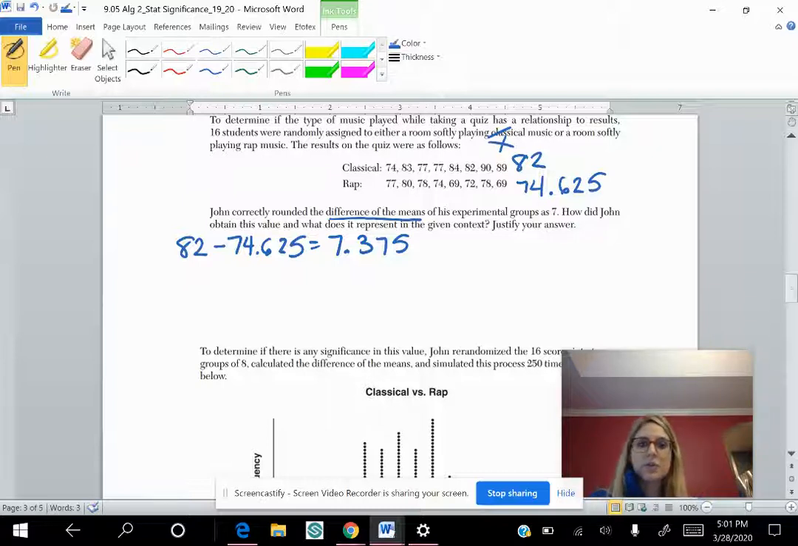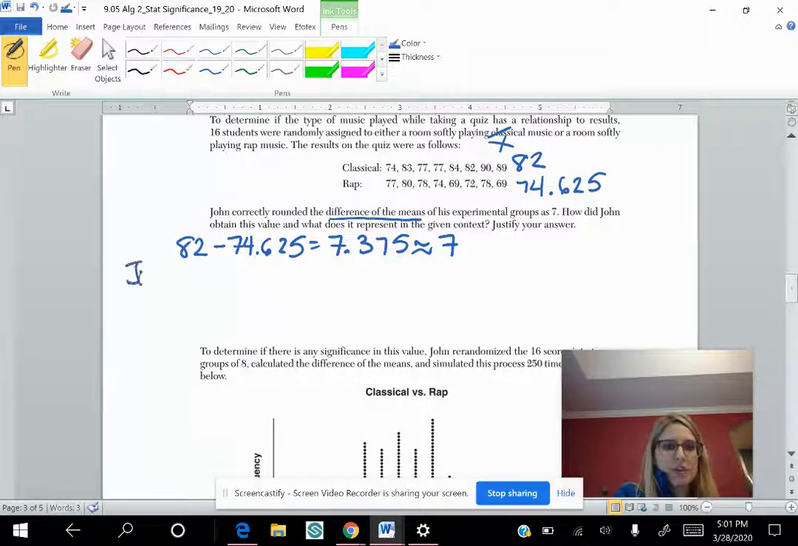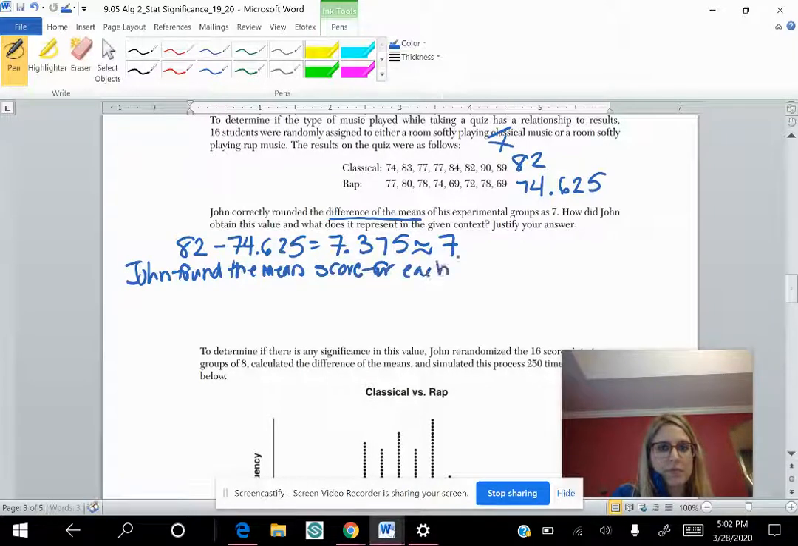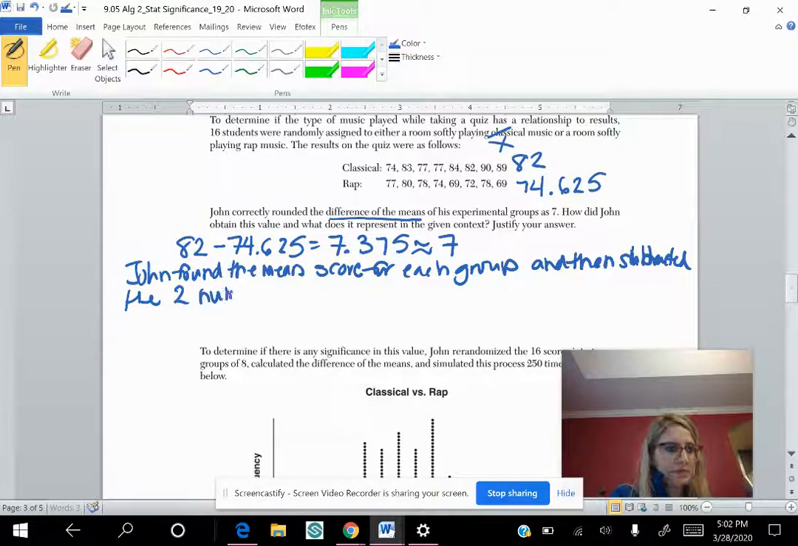So the first question is, how did John obtain this value? This is good because that's approximately 7 if I were to round it. All right, so let's say how we got it. John would have found the mean score for each group and then subtracted those 2 numbers. That's how we got it.